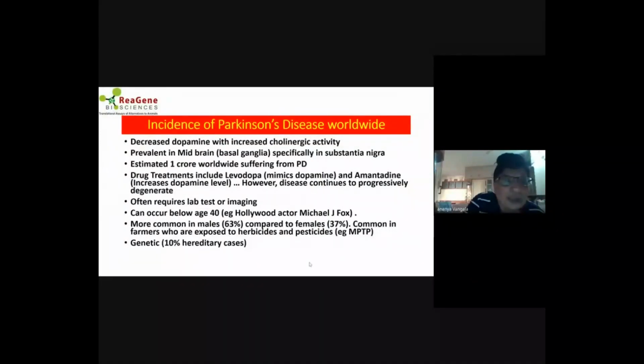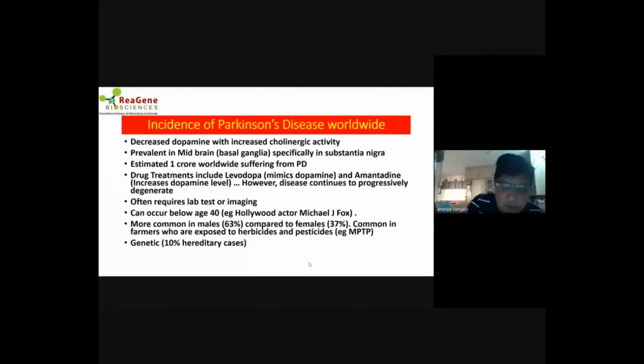Interestingly, this can occur below age 40. The famous example is the Hollywood actor Michael J. Fox. Early on, in his 30s, he had symptoms of Parkinson's disease, and he has funded a lot of neurobiology research in the last 25 to 30 years. It's more common in males, 63% compared to only 37% in females, so it's the reverse of Alzheimer's disease.